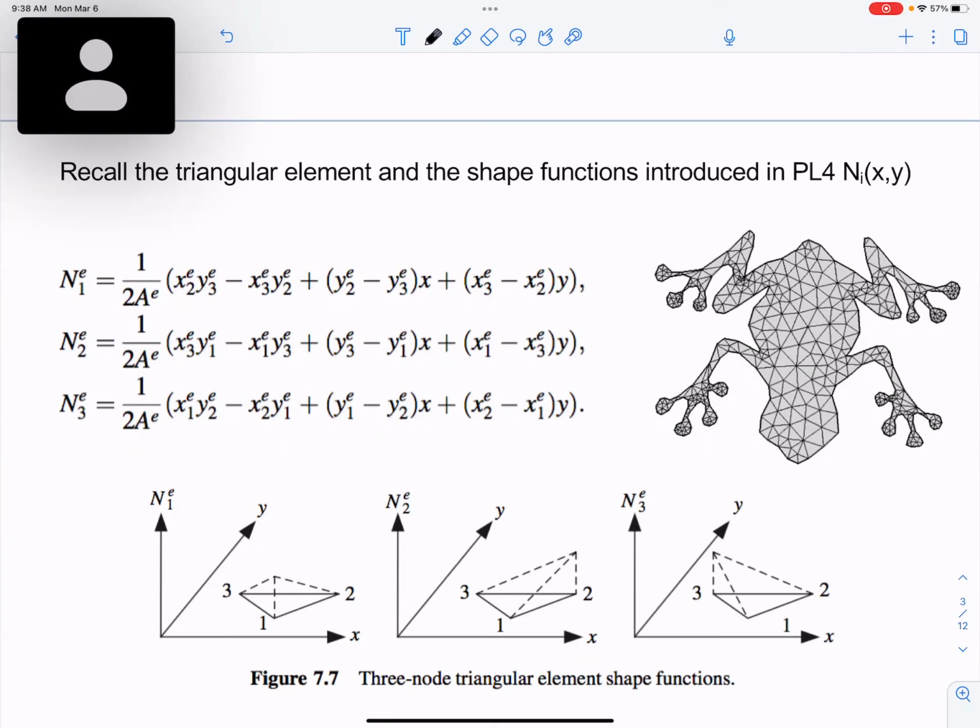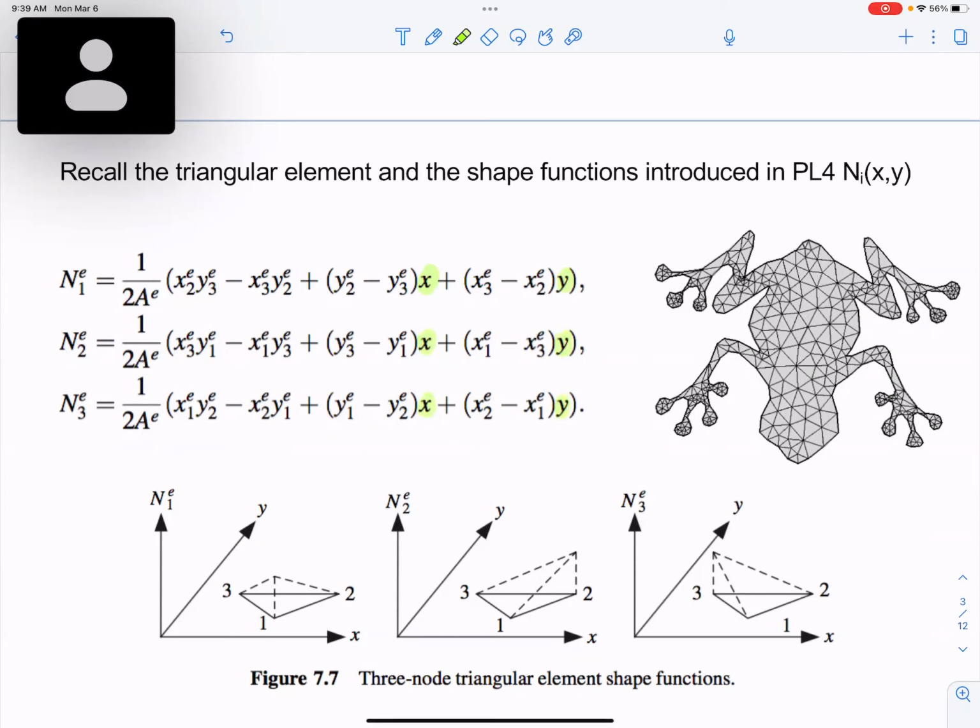Shape function 3 is 1 at node 3 and 0 at the other 2. So this is very much the same as what we did in 1D, where they are 1 at a node and then go to 0 at the other node. These obviously look a lot more complicated than the 1D ones, but again, they are just functions of x and y.